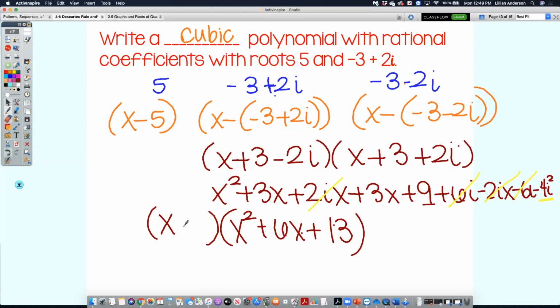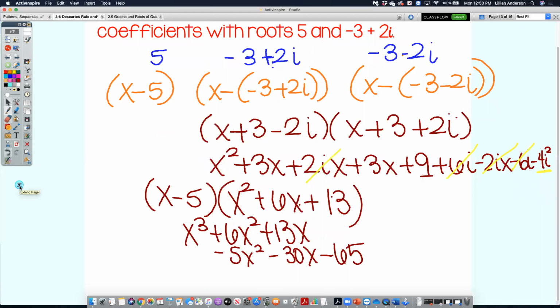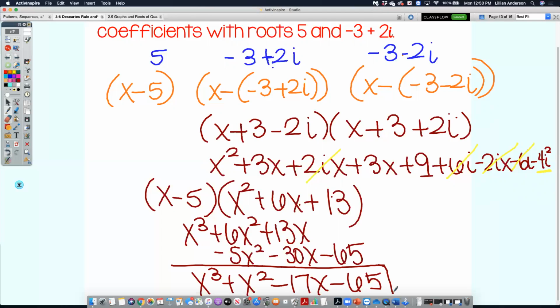Multiply that by an x minus 5. That's actually how I do that part. Stack it, I can see it a little bit easier when I need to add it. You don't have to do that, that's just what I do. So you should end up with x to the third plus x squared minus 17x minus 65 as your answer for your polynomial.